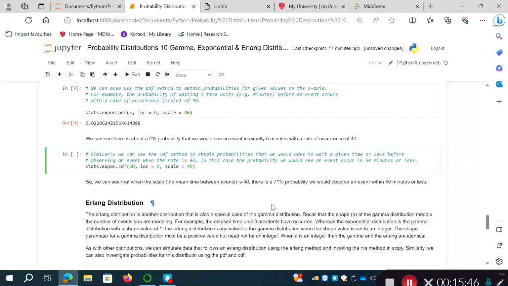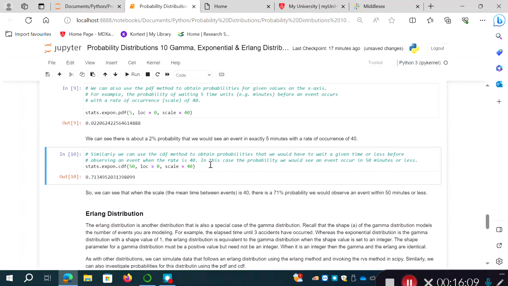Okay, so similarly, we can use the CDF method to obtain probabilities that we would have to wait a given time or less before observing an event when the rate is 40. In this case, for the probability we would see an event occur in 50 minutes or less, for example, when the rate is 40, we can use stats.expon.cdf, so the cumulative density. And what we see is we've got a probability of 0.71349, etc. So when the scale, the mean time between events, is 40, there's a 71% probability we would observe an event within 50 minutes or less.